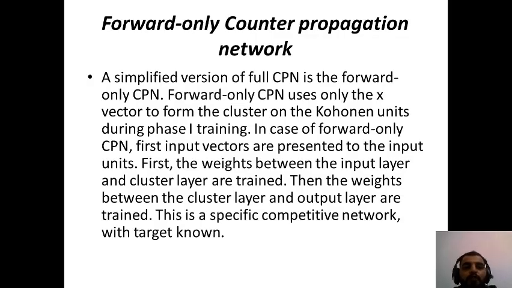Now, what is forward only counter propagation? A simplified version of full CPN is the forward only CPN. Forward only CPN uses the x vector to form the clusters on the Kohonen units. During phase 1 training in forward only CPN, first the input vectors are presented to the input unit. First, the weights between the input layer and the cluster layer are trained. Then, the weights between the cluster layer and the output layer are trained. This is a specific competitive network with the target known.